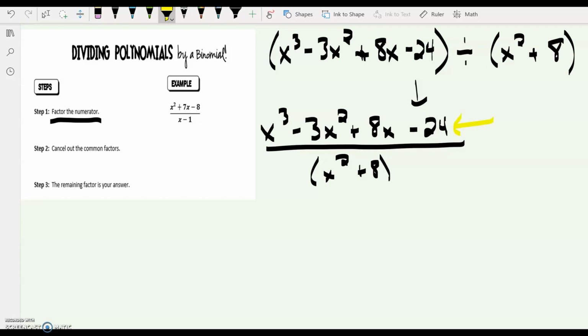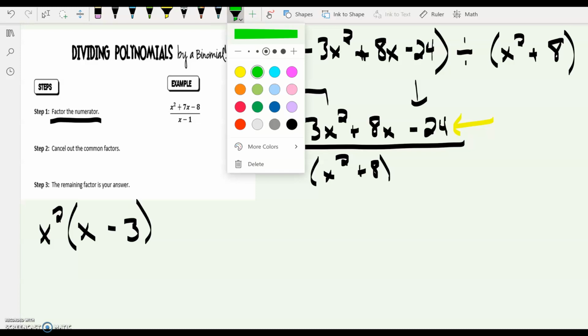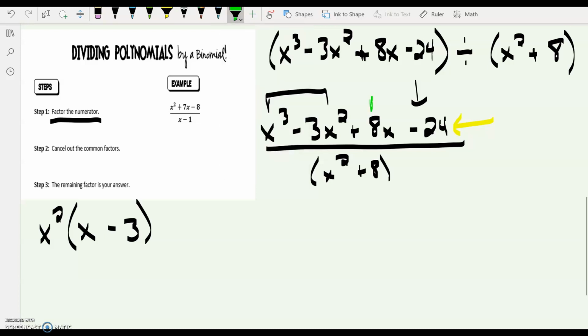I'm going to go in now and take a look at the numerator. I'm going to factor the numerator. I'm taking a look at the x cubed and the negative 3x squared. Those share an x squared. And what I'm left with is x minus 3. And then I'm going to take a look at my 8x and my negative 24. And what I'm able to do is pull out that plus 8. And then I'm left with an x minus 3.